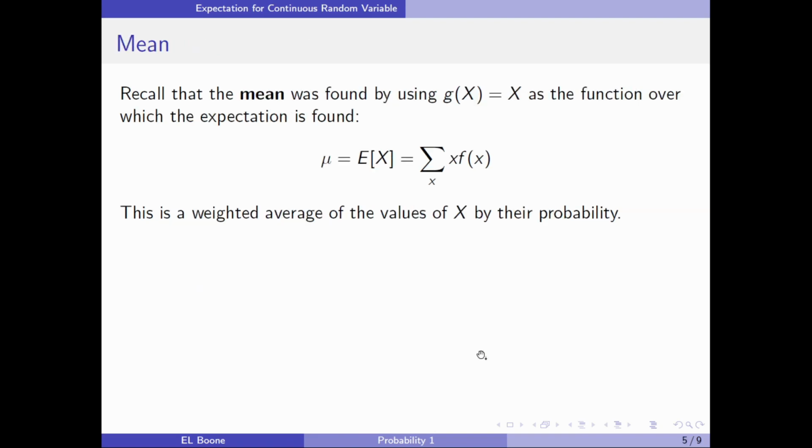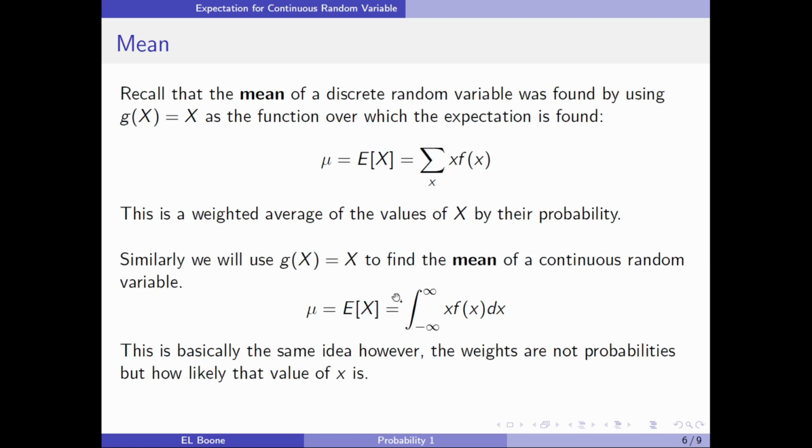Okay, we had a mean before, right? It's the balance point of the distribution. And here we found it with g of x equals x, the identity function, and we would take the expectation over all the x's. This is the formula we had. Now we're going to do exactly the same thing we did before. We're just going to put an integral here and a dx on the end, and that'll give us what we need. So exactly the same. It's really a sum. We're just looking at the average weight of each of the values of x, and we're weighting them sort of on how likely they are, not by their probability.